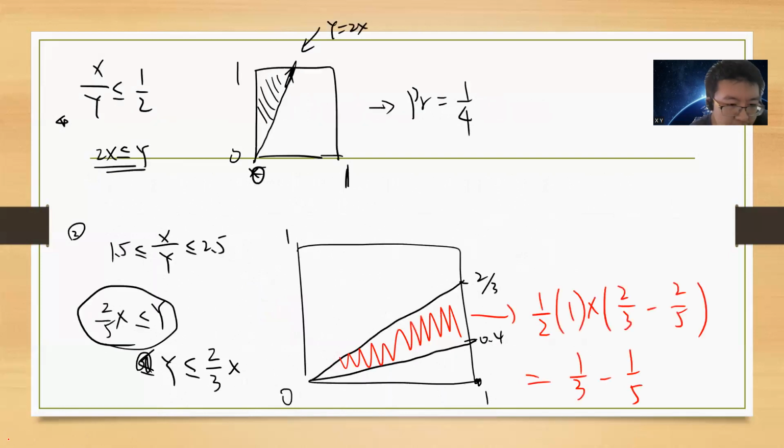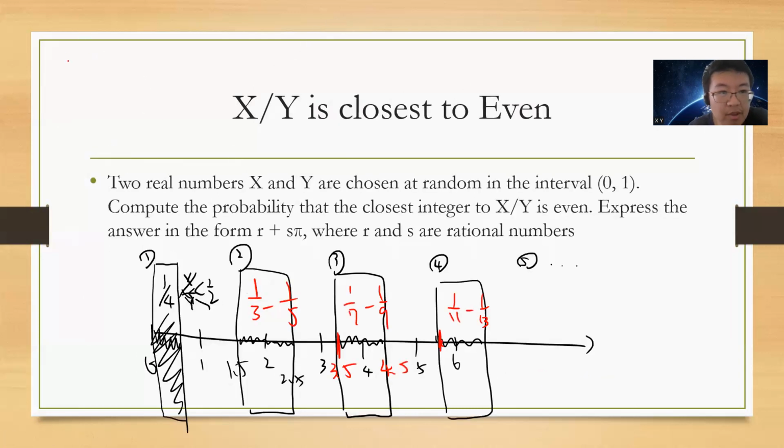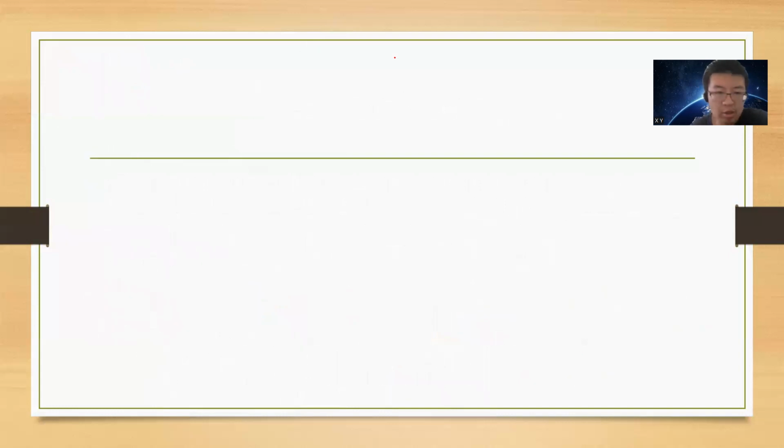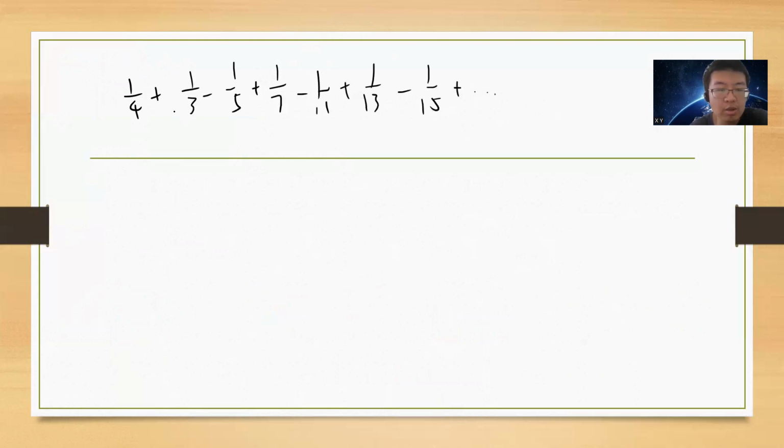Sorry, I don't know why it keeps jumping. Let me just write the answer. The answer must be 1 divided by 4 plus 1 divided by 3 minus 1 divided by 5 plus 1 divided by 7 minus 1 divided by 9 plus 1 divided by 11 minus 1 divided by 13, and so on. Let me just copy it and quickly tell you the answer. So what is this?